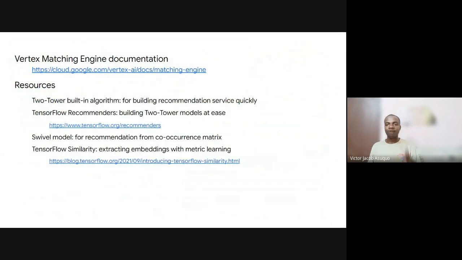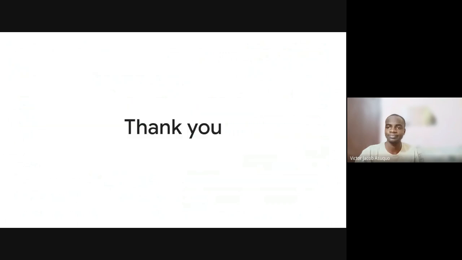So these are resources: Vertex AI documentation, the built-in algorithm for building a recommendation service quickly, TensorFlow Recommenders, building two-tower models for recommendation, and TensorFlow Similarity. These are links to tutorials you can check, use and read.